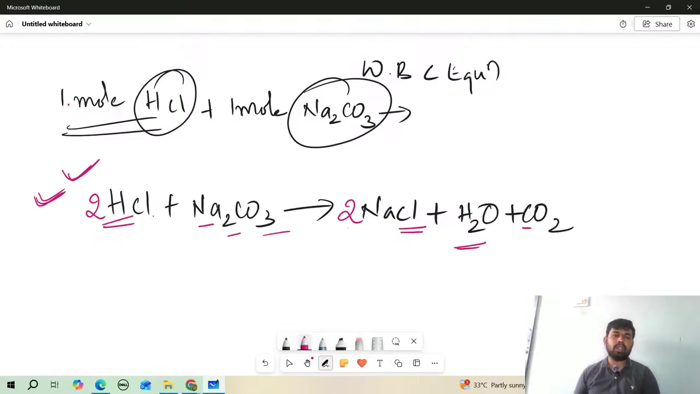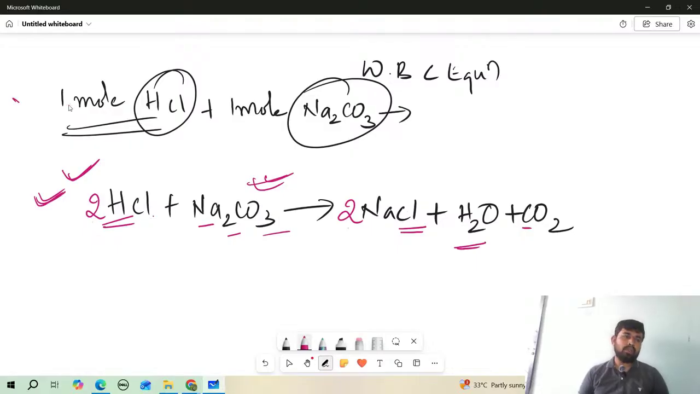If they ask, write the balanced chemical equation for the reaction between dilute hydrochloric acid and sodium carbonate, then we can write this equation. Or if they ask, write the balanced chemical equation when a dilute acid reacts with a metal carbonate, that's also a correct way of asking the question.